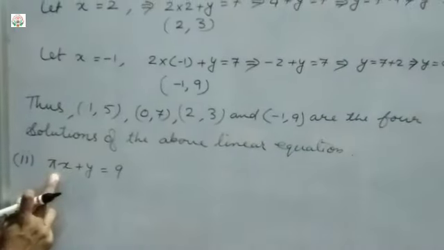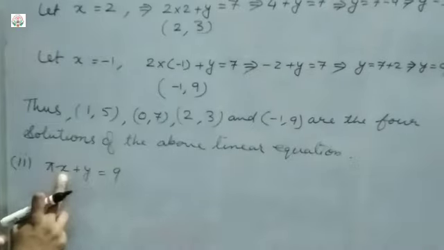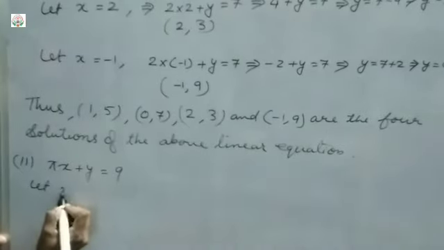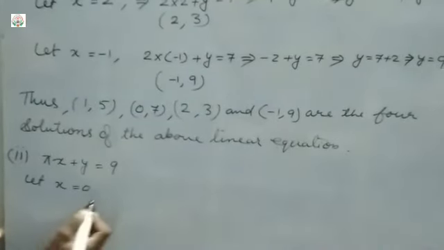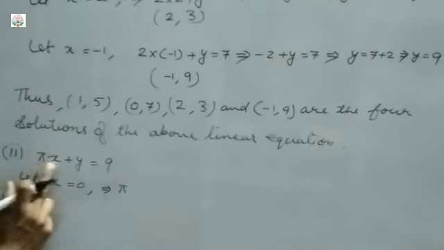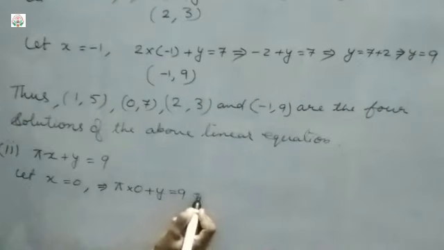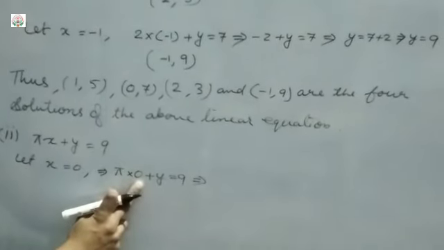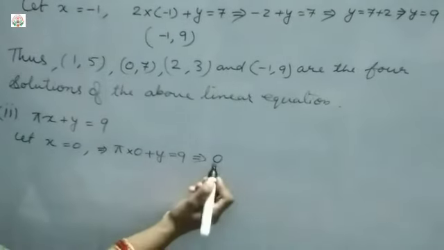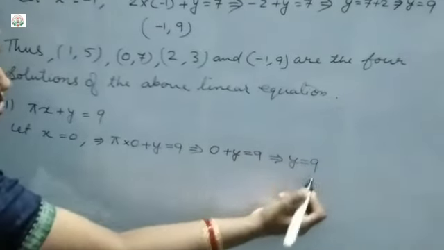Now the second question is pi x plus y equals 9. In the same way, we will assume x value and then we will get the value of y. So now in this first case, let x equal 0. If x is 0, what will be the value of y? We will find, that is pi into 0 plus y equals 9. Implies what? Any number or any alphabet, any symbol multiplied with 0 becomes 0. So pi into 0 will be 0, plus y equals 9. Implies y equals 9.